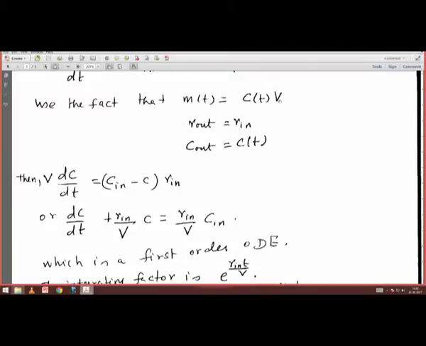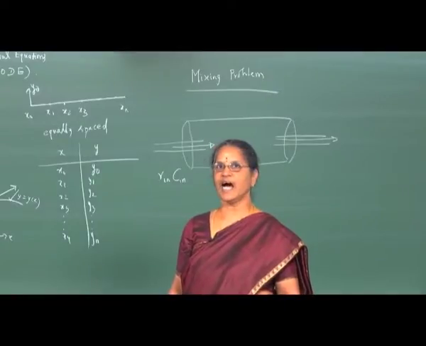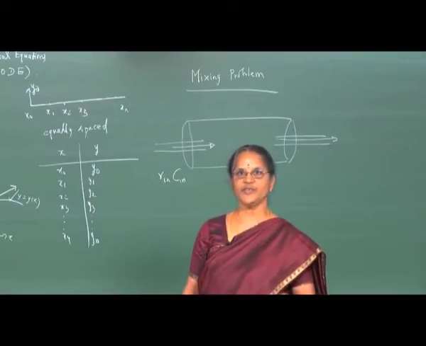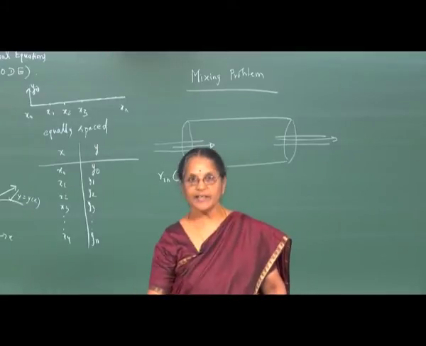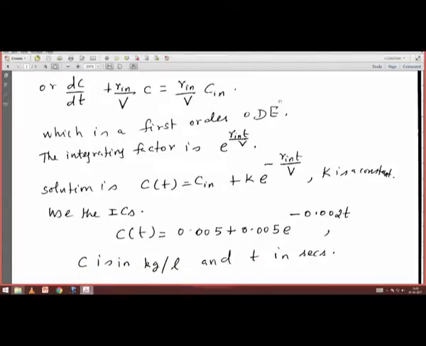So, just arrange these terms, and you end up with a first order differential equation for the concentration C, namely dC by dt plus R in by V into C equal to R in by V into C in, which is nothing but a first order differential equation. What is the initial condition? What is our unknown? Our unknown is C of t. So, the initial condition must be specified for C at time t equal to 0. So, we must know what is C of 0.